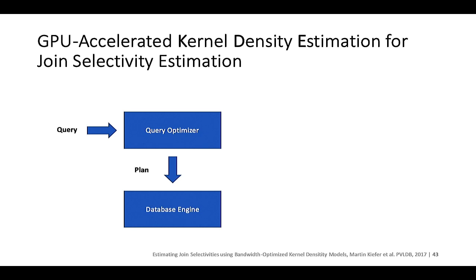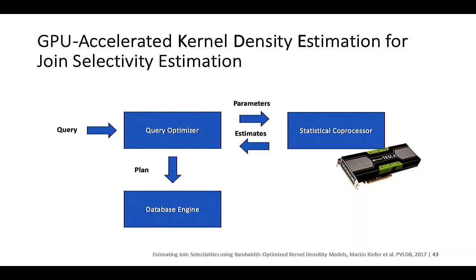The scenario is we have our good old relational database system. A query comes in and goes to the query optimizer. That one computes selectivity estimates for the individual operators, assesses the quality of candidate plans, and in the end gives us the plan that it deems optimal, passes it to the database engine, which then in turn executes it. And what we are suggesting is to use a statistical coprocessor for the task of selectivity estimation. In our case, that's the GPU. Whenever the query optimizer needs estimates, it sends the parameters over to the statistical coprocessor. That one internally has a statistical model that can provide us with accurate estimates. We compute those and pass them back to the query optimizer.